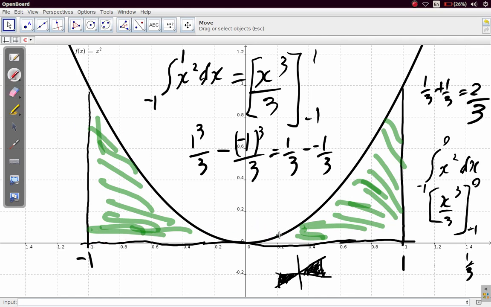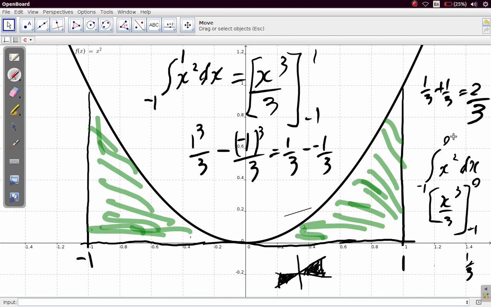Then if you integrate from 0 to 1, we saw in the previous video that we got 1/3. So if you just integrate straight from -1 to 1, it's like integrating from -1 to 0, then integrating from 0 to 1. But you're doing it all at once. So what you have is like the -1 to 0 adding to the 0 to 1. So you have 1/3 plus 1/3 equals 2/3. All right?